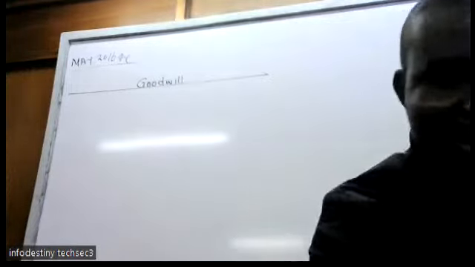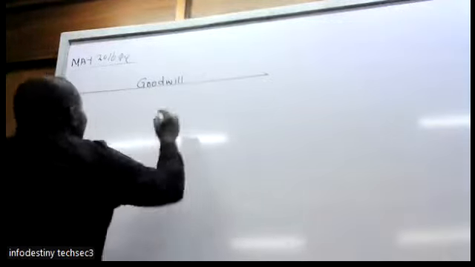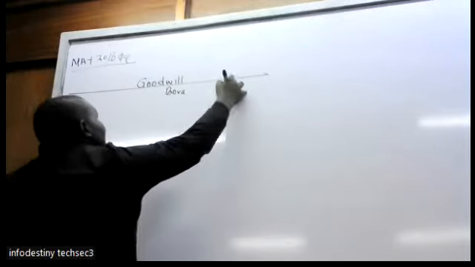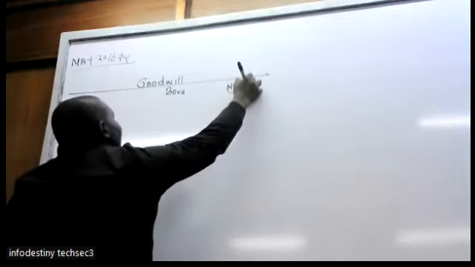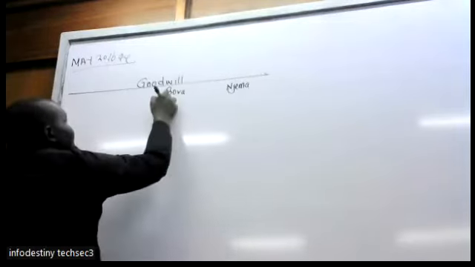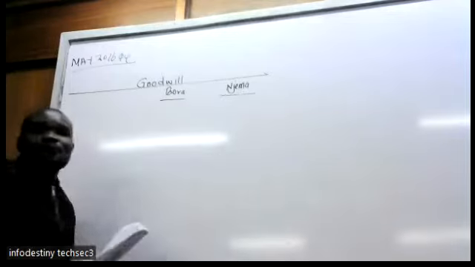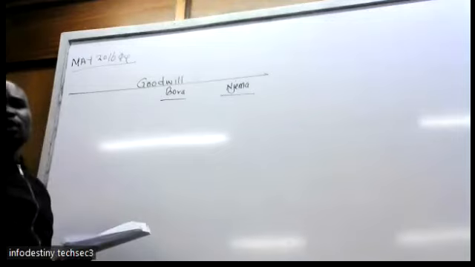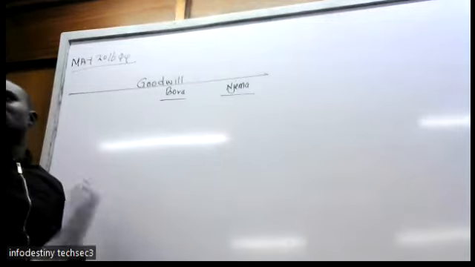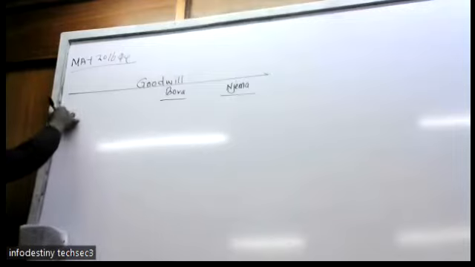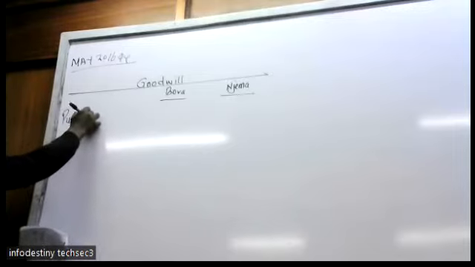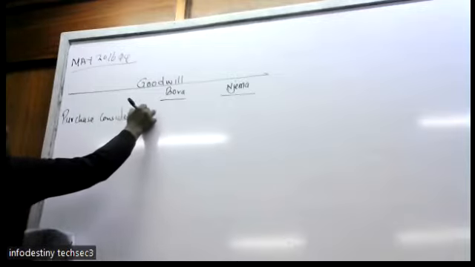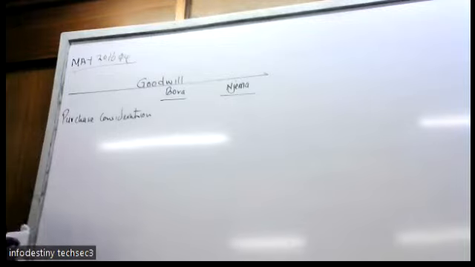Let us do goodwill. So we are working in millions. How do we get goodwill? We start with the purchase what? Consideration. So right there, purchase consideration.